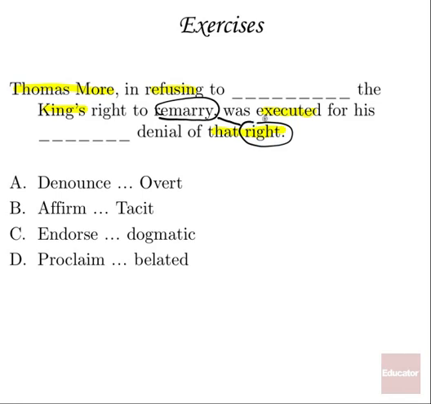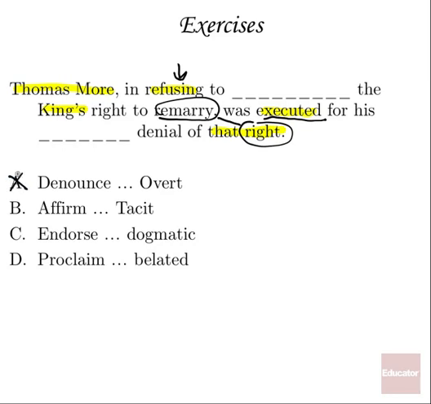Now, what is implied when someone is executed? Well, it means they got into trouble. In trouble with who? Probably the king here. So, what did Thomas More refuse to do in order to get executed? Well, let's look at some words here. If you denounced the king's right to remarry, you would get into trouble. But remember, this is what Thomas More refused to do. So, he refused to denounce doesn't make sense. That's kind of a double negative. Let's cross out that one.